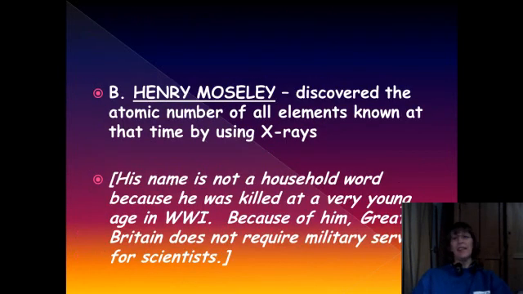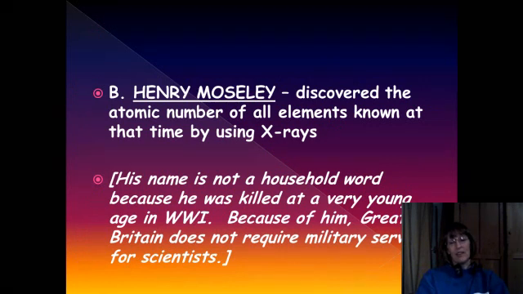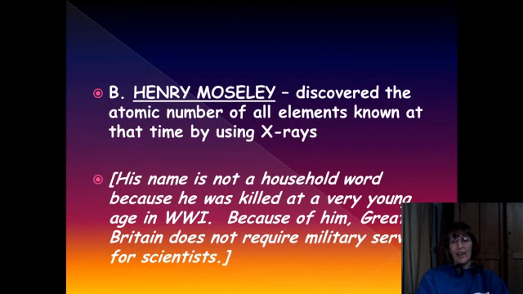Next guy, he's kind of a sad story. This guy, Henry Moseley, discovered the atomic number of most of the elements that were known at the time. You use this when doing the whole X-ray diffraction stuff. He was barely out of high school, about 20 years old. So he did all this amazing stuff before he was even 21 years old.